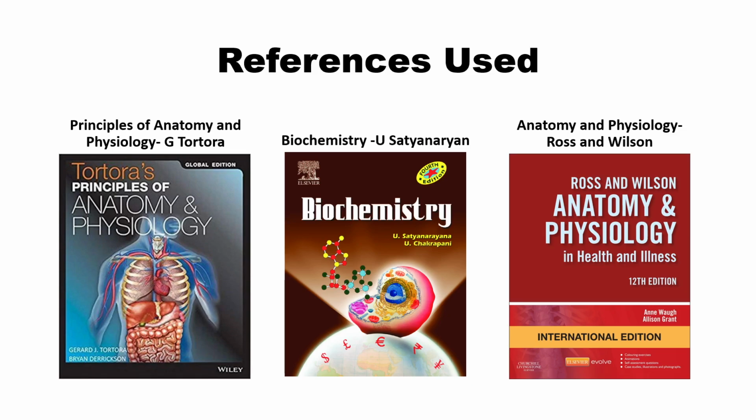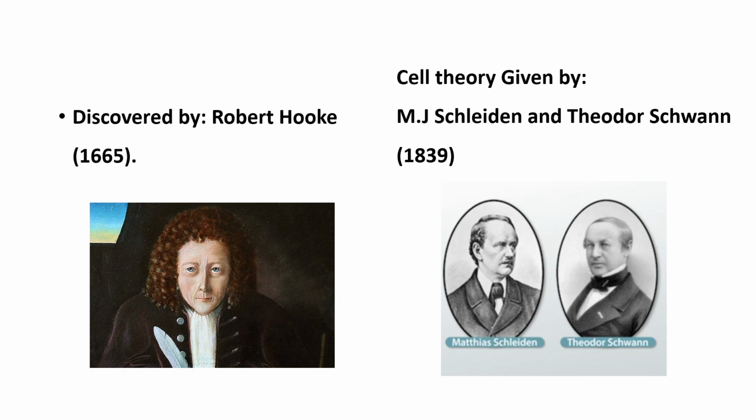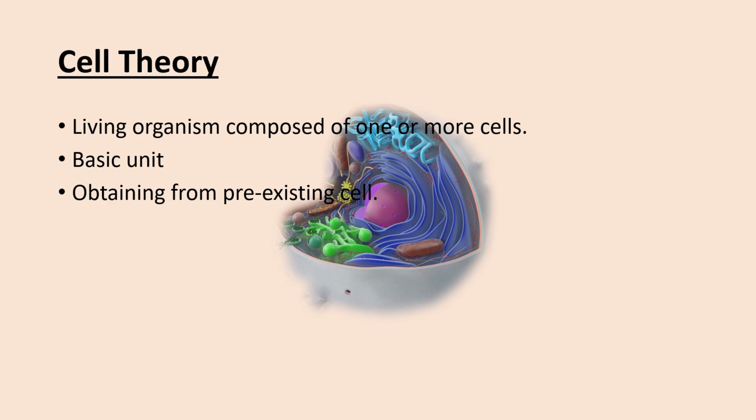So, the introduction of the cell. The cell was discovered by Robert Hooke in 1665, and the cell theory was given by M.J. Schleiden and Theodor Schwann in 1839. The cell theory describes that every living organism is composed of one or more cells, and the cell is the basic unit of life. The cell is obtained from a pre-existing cell.